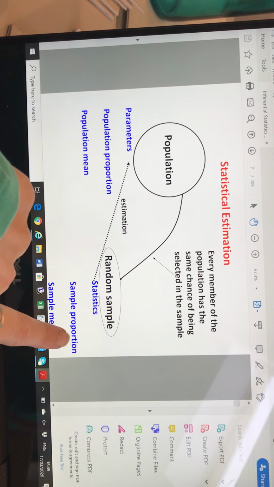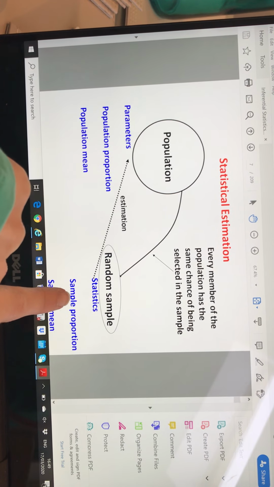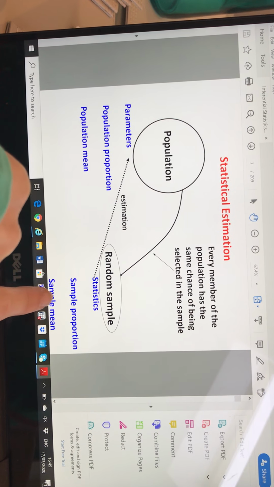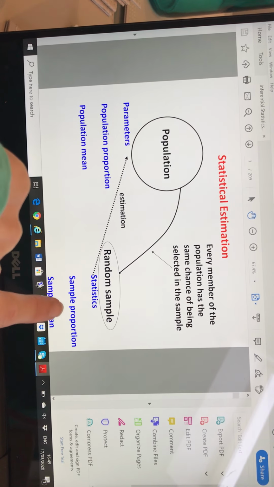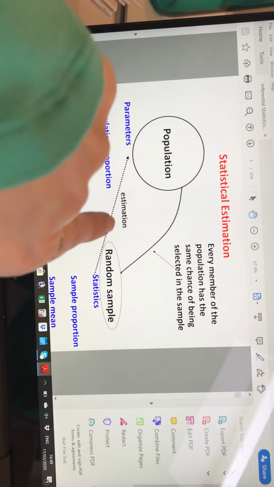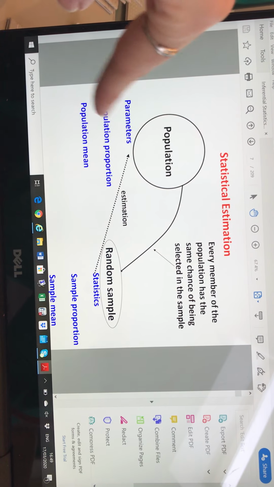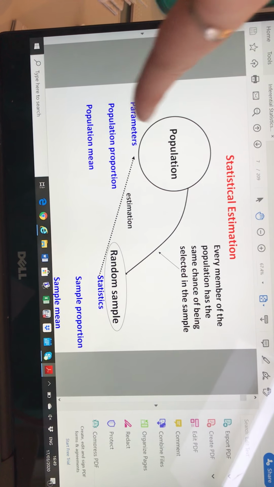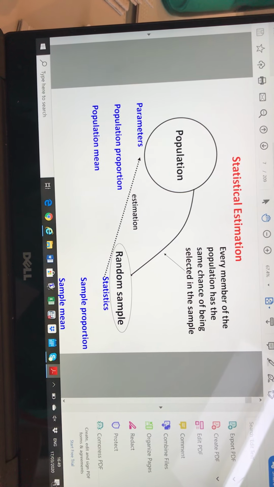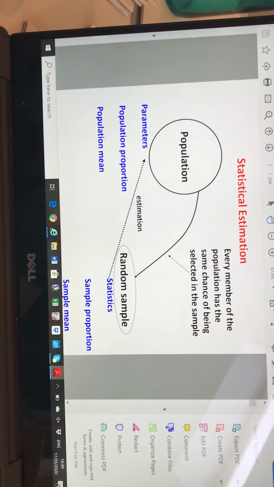whether it's from categorical data and we tell you the sample proportion, or numerical data and we tell you the sample mean. So we give you the statistics and we use those statistics to estimate what the real answer is, the real percentage of the population, or the real mean of the population. So that's what we do all the time, and that's why the topic is called statistics and not parameters. We use a sample, not the whole population, in order to do things.